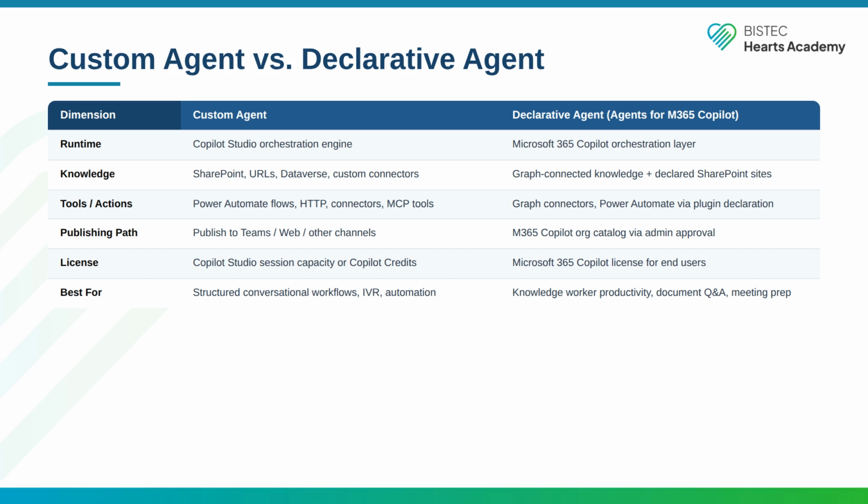If the scenario involves structured multi-turn conversation with branching logic or IVR-style flows, choose a custom agent. If it involves knowledge workers performing intelligent search over Microsoft 365 content, choose a declarative agent. If the use case is complex back-end process automation, a custom agent with Power Automate actions is the correct architecture.